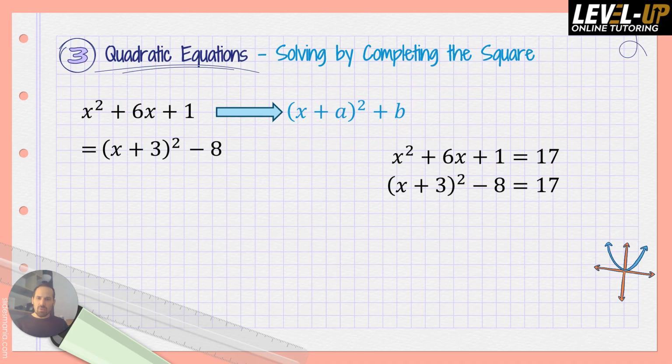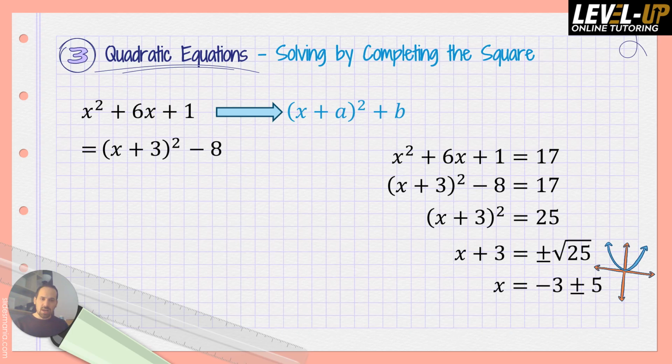By completing the square on it, like we just did, we can now rearrange this. Add 8 to both sides. We could then square root both sides, so we get plus or minus 5 on the right. Now if we subtract 3 from both sides, we've got minus 3 plus or minus 5, which gets us two solutions, minus 8 or 2.